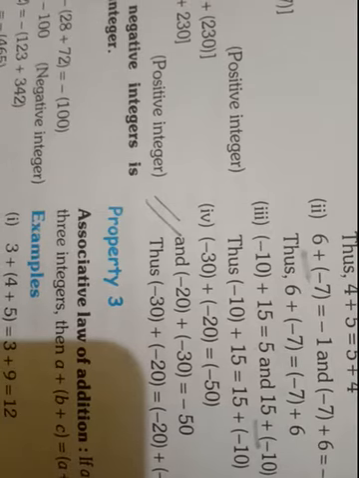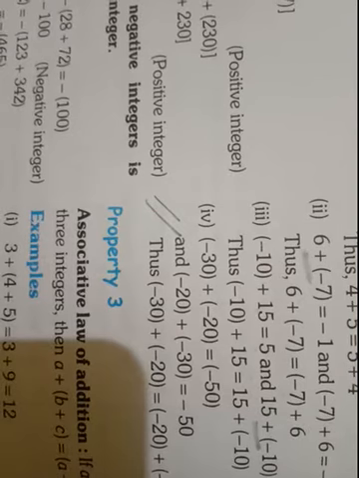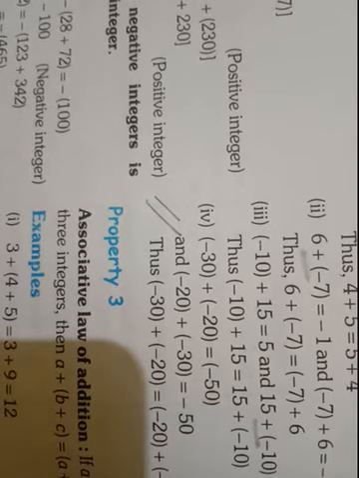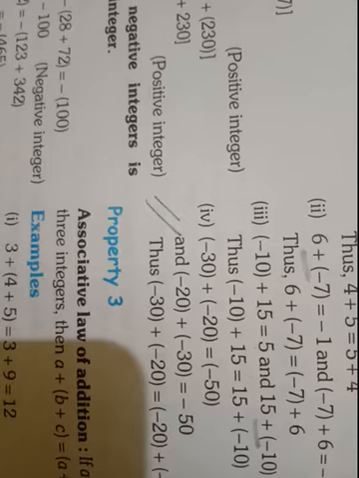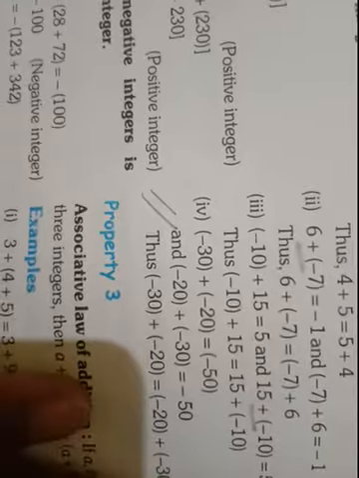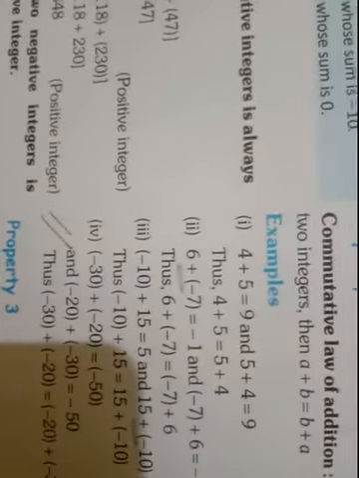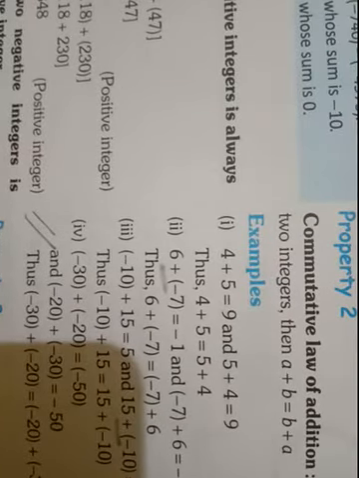Good morning, class. Today we will discuss the next property of addition. Before this, we discussed two properties of addition. The first is the closure property of addition and the second is the commutative property of addition. In the closure property, when two integers are added, we get an integer. In the commutative law of addition, if we change the order, we get the same result.